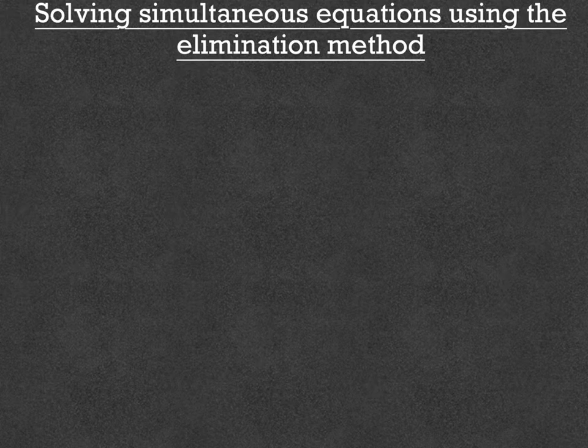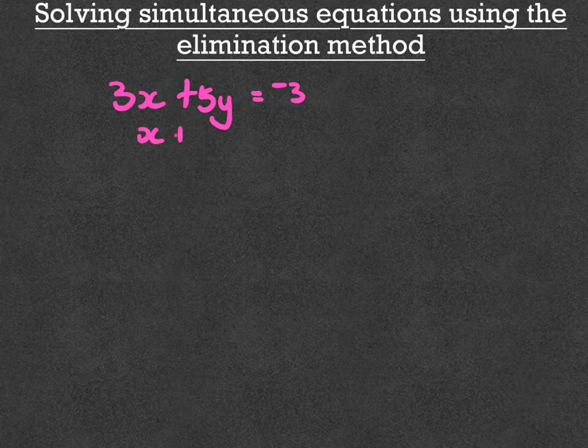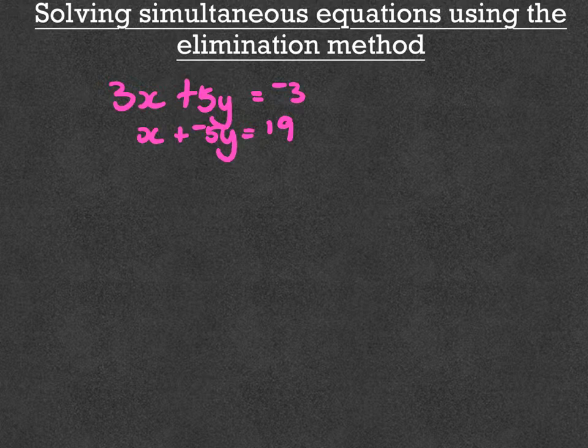In this video we will be solving simultaneous equations using the elimination method. So let's start off. We need two of our equations. In this case it's going to be 3x plus 5y equals negative 3, and x plus negative 5y equals 19.